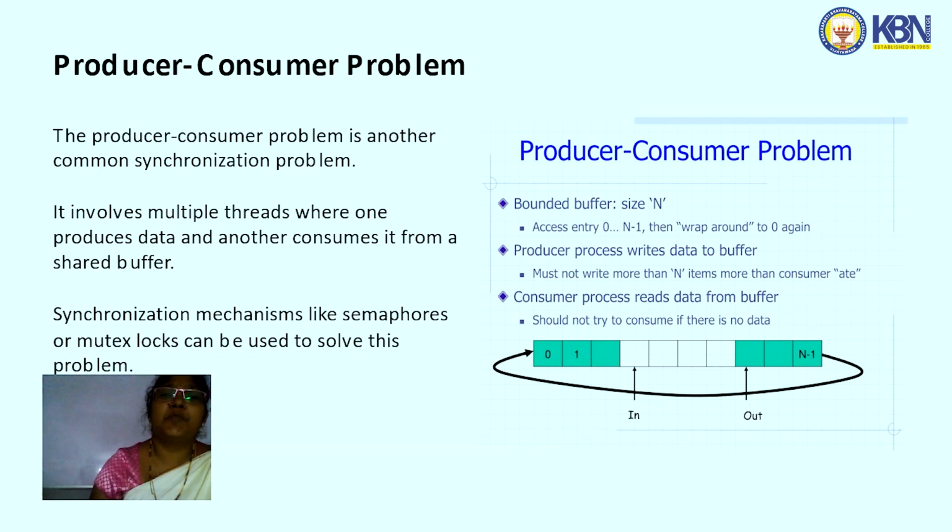The producer-consumer problem is another common synchronization problem. It involves multiple threads where one produces data and another consumes it from a shared buffer. Synchronization mechanisms like semaphores or mutex locks can be used to solve this problem, so we can easily implement it using these two tools.